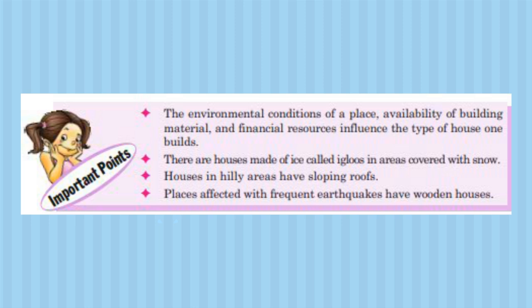Important points. The environmental conditions of a place, availability of building material, and financial resources influence the type of house one builds. There are houses made of ice called igloos in areas covered with snow. Houses in hilly areas have sloping roofs. Places affected with frequent earthquakes have wooden houses.